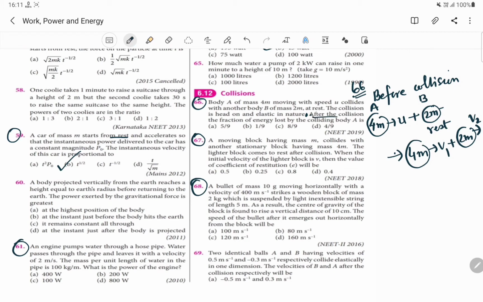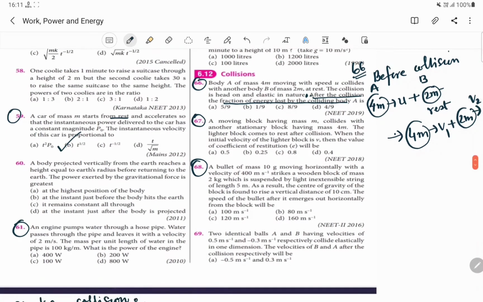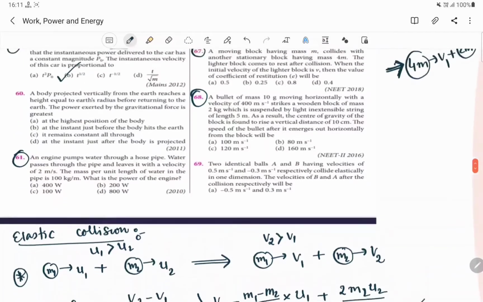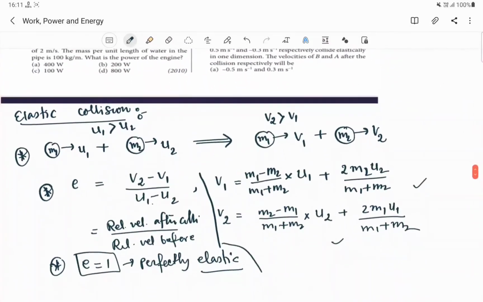After collision, the fraction of energy lost by the colliding body A. What will be the initial kinetic energy of A? It will be very simple: half into 4m into u square. And what will be the velocity of particle A after collision? This will be v1. So we have to first find the value of v1. If v1 is to be found, what is the formula?